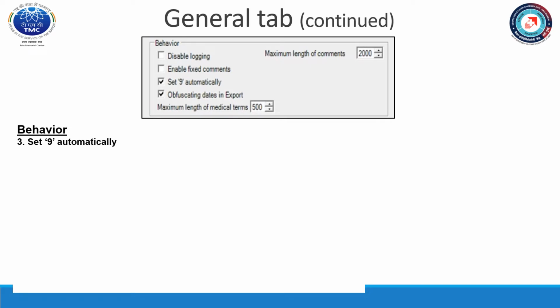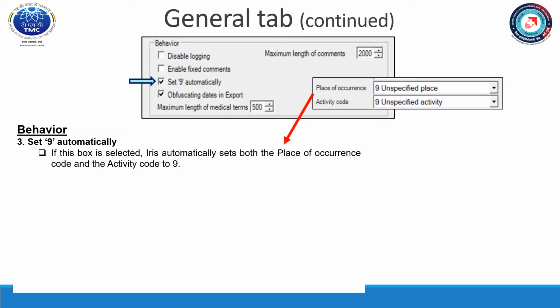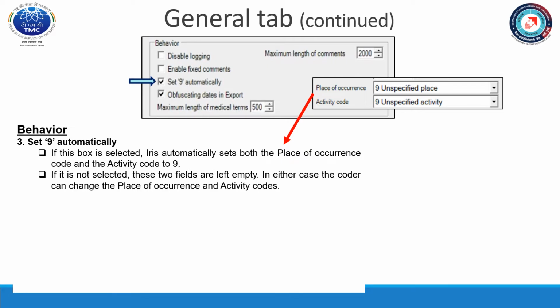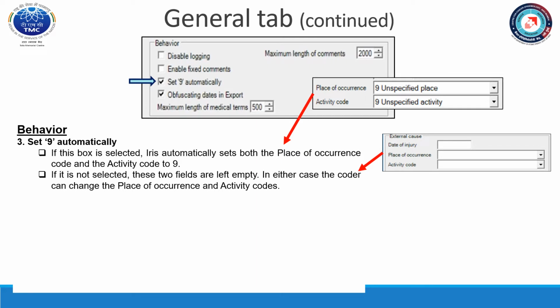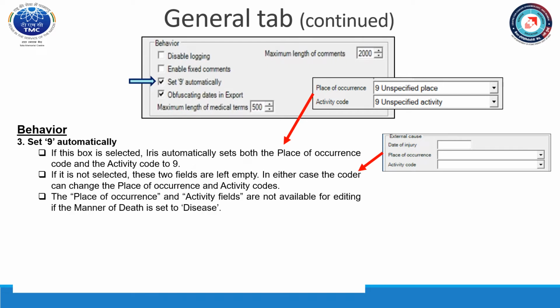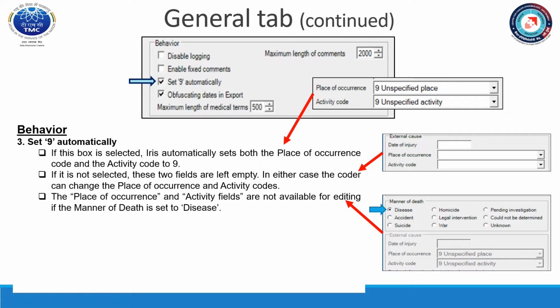If you select the option Set 9 automatically, IRIS automatically sets both the place of occurrence code and the activity code to 9. If it is not selected, these two fields are left empty. In either case, the coder can change the place of occurrence and activity codes. Note that the place of occurrence and activity fields are not available for editing if the manner of death is set to deceased.